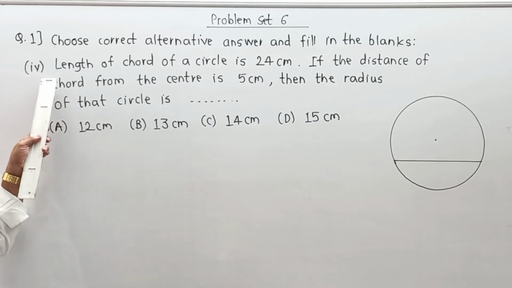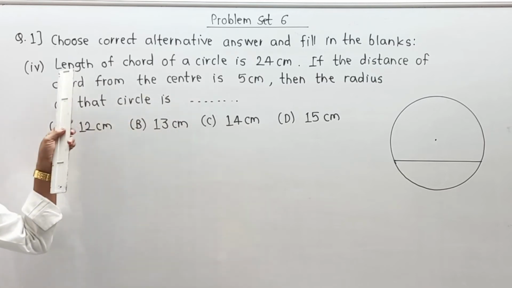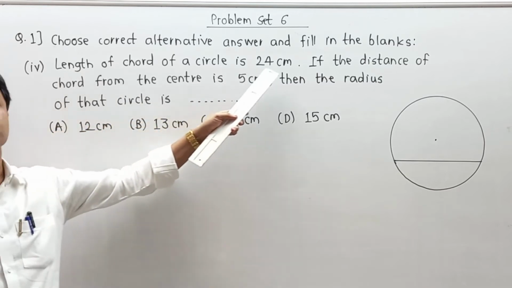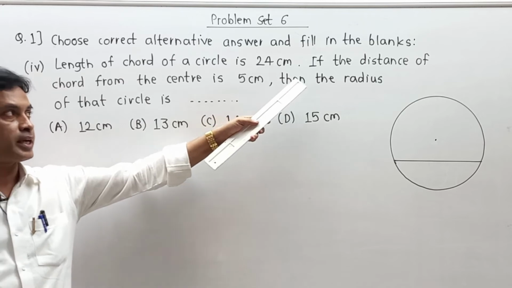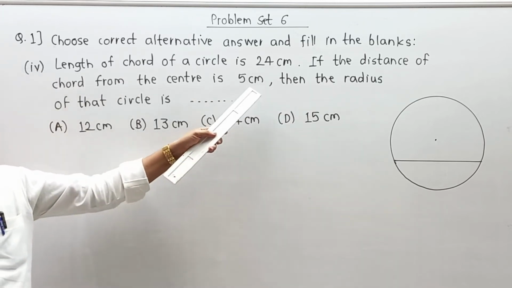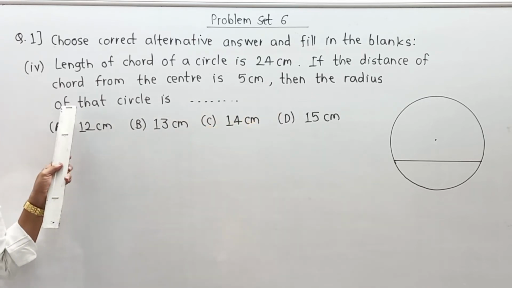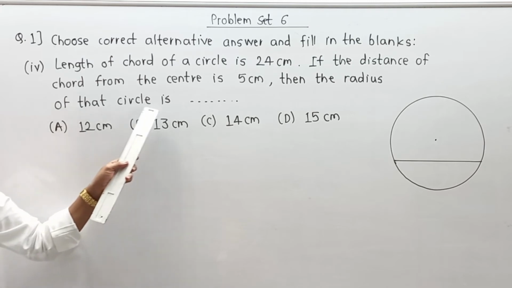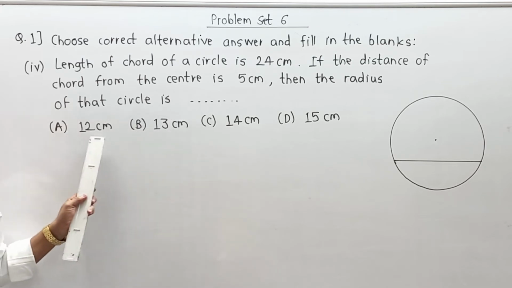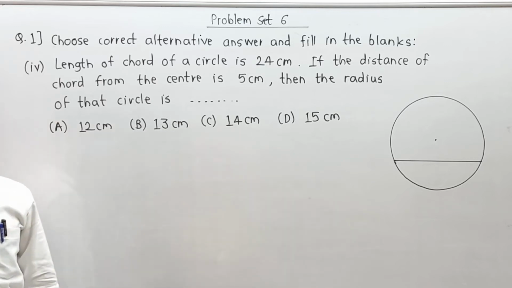Now moving to question number 4. The length of a chord of a circle is 24 centimeter. If the distance of the chord from the center is 5 centimeter, then the radius of that circle is: A 12 centimeter, B 13 centimeter, C 14 centimeter, D 15 centimeter. Now try to understand the same question from the diagram point of view.